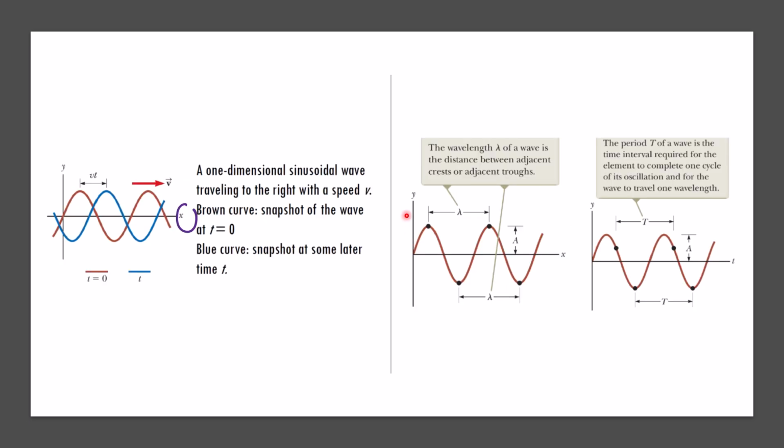If we plot y versus x, we can get the wavelength here. The wavelength of a wave is the distance between adjacent crests or adjacent troughs. While if we plot y versus t, we can get the period T. The period T of a wave is the time interval required for an element to complete one cycle of its oscillation, for the wave to travel one wavelength.